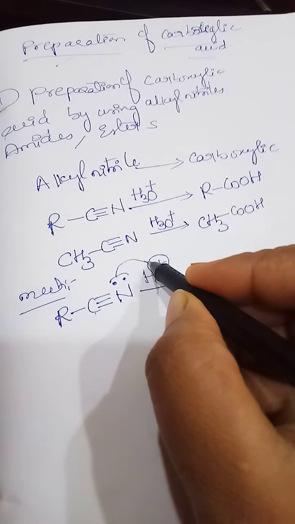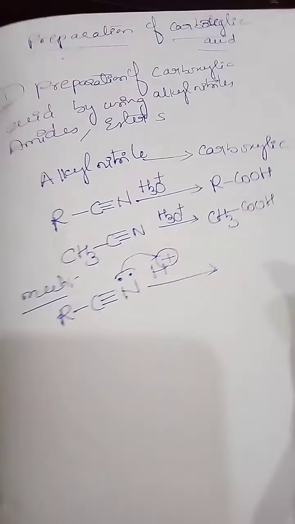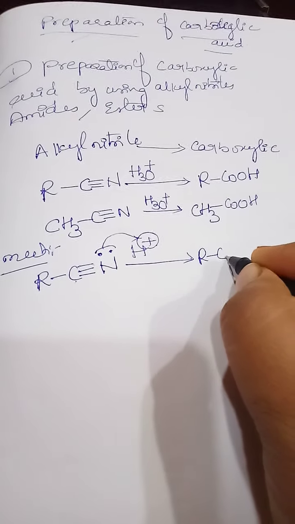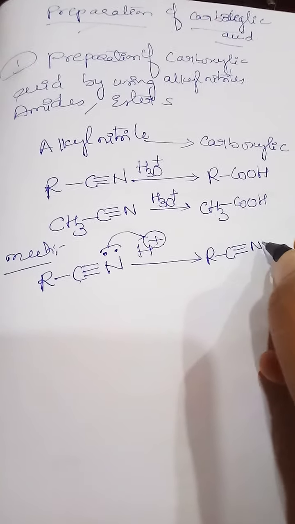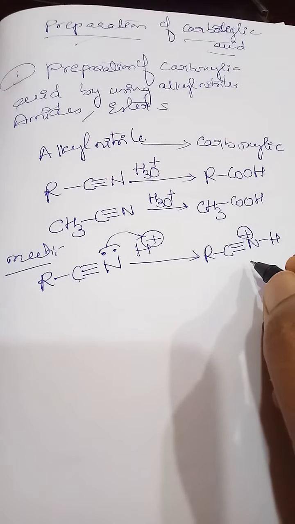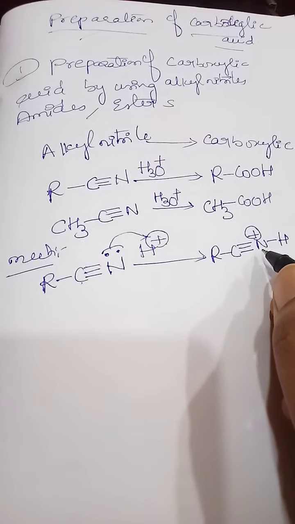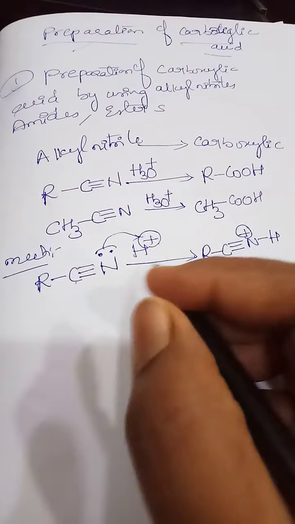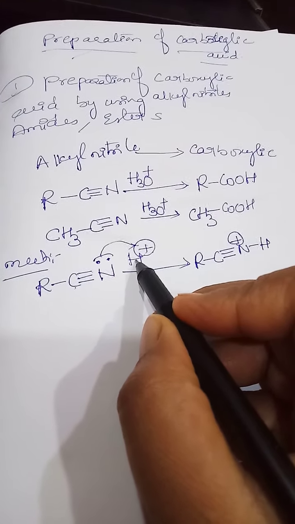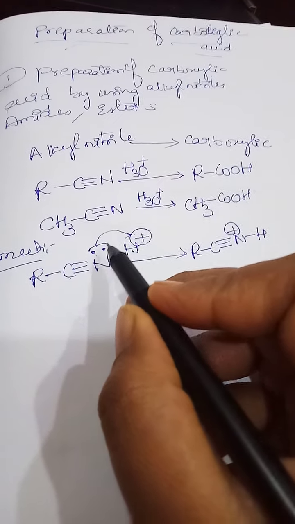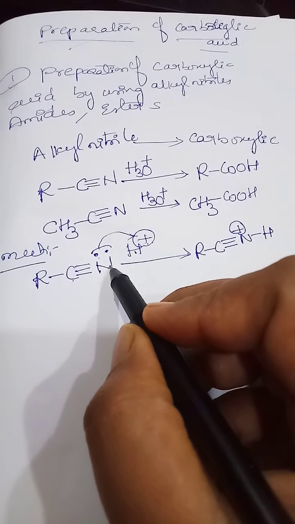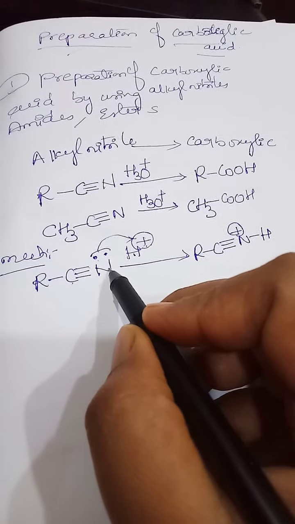This will attack the proton which is coming from the acid. Now what happened? That leads to the formation of C triple bond N H, and on the nitrogen you can see the positive charge. Now you will ask me why the positive charge has arrived: because this is an H plus, this proton is not having an electron, and the nitrogen is donating its electron pair to H plus. So that's why this nitrogen is acquiring positive charge.